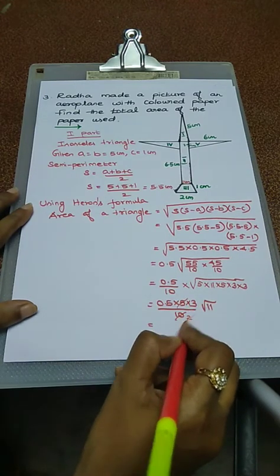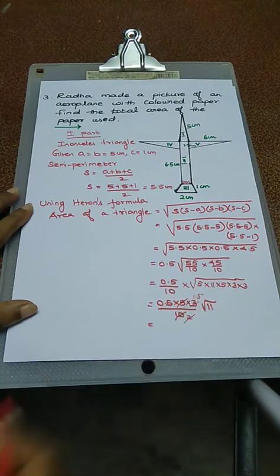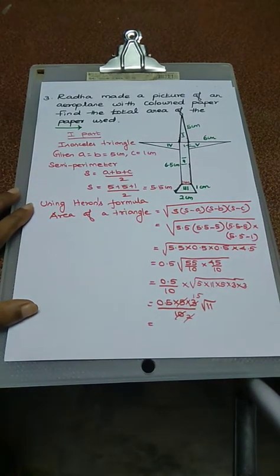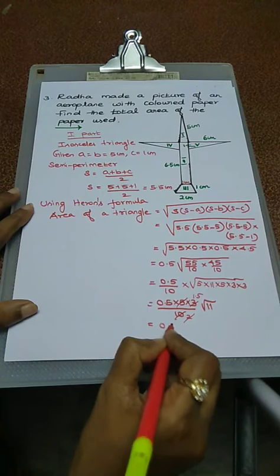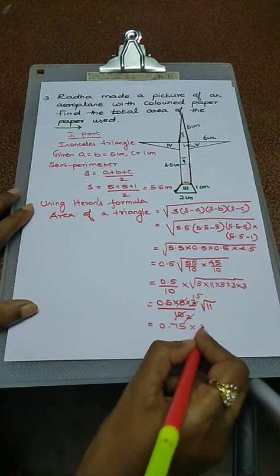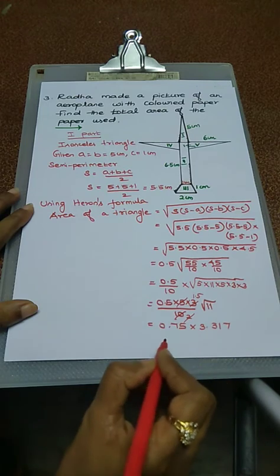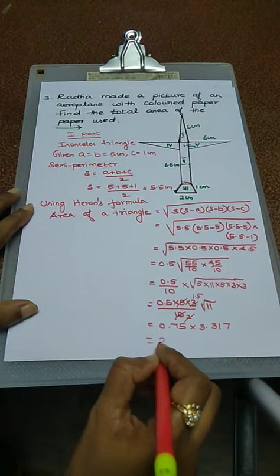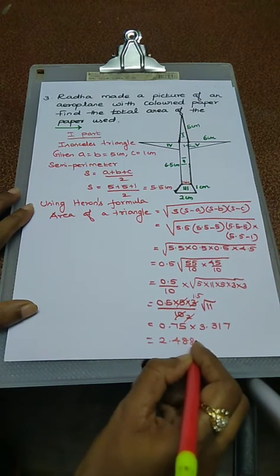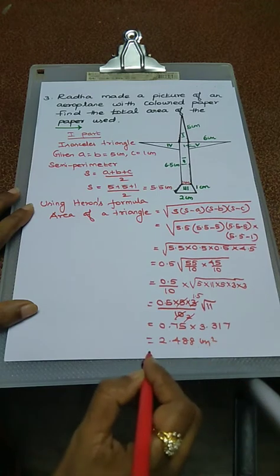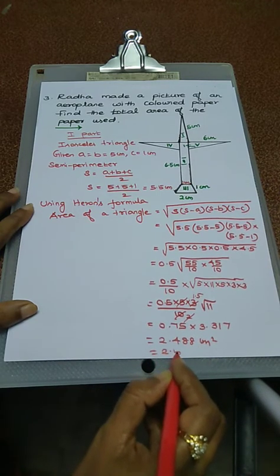Again cancel the value, 2 ones are 2, 1.5s are. So multiply the value. Actually the value is 0.75 into 3.317, square root of 11 is 3.317. Multiply the value. The answer is actually 2.488 centimeter square. We have to write 2.5 also.